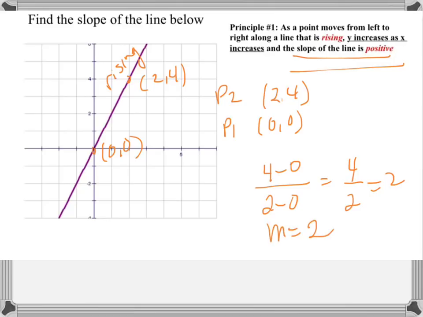And I said before to keep it in a ratio, but the one exception is if the ratio reduces to a whole number like 2. You can turn it into 2. You don't want to keep that as 2 over 1. You want to write that as the integer 2.